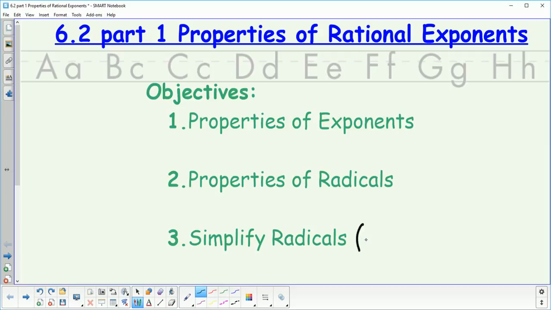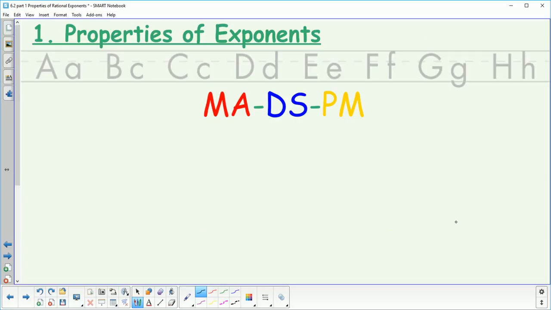And you're going to see a key term like rationalize. Okay, so that will be the key term for simplifying radicals. Now, first thing, when we talk about properties of exponents, we have talked in the past about MADS PM, where each one of these colors, remember, stands for something different.